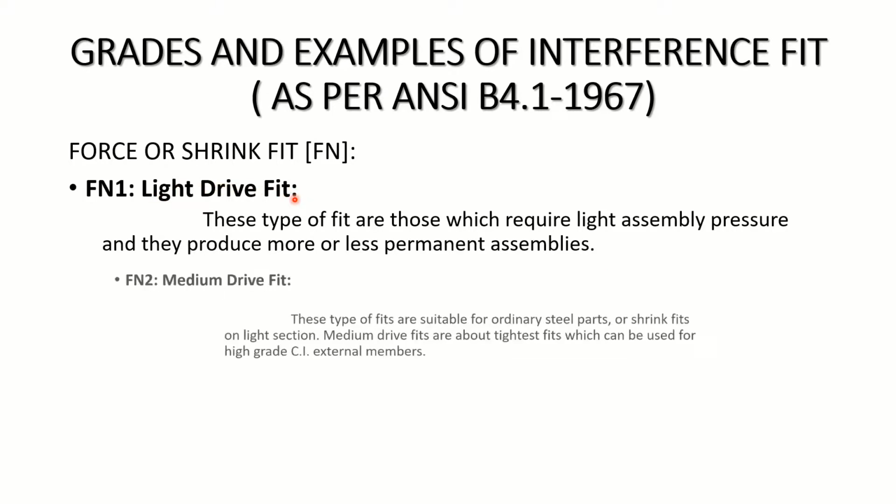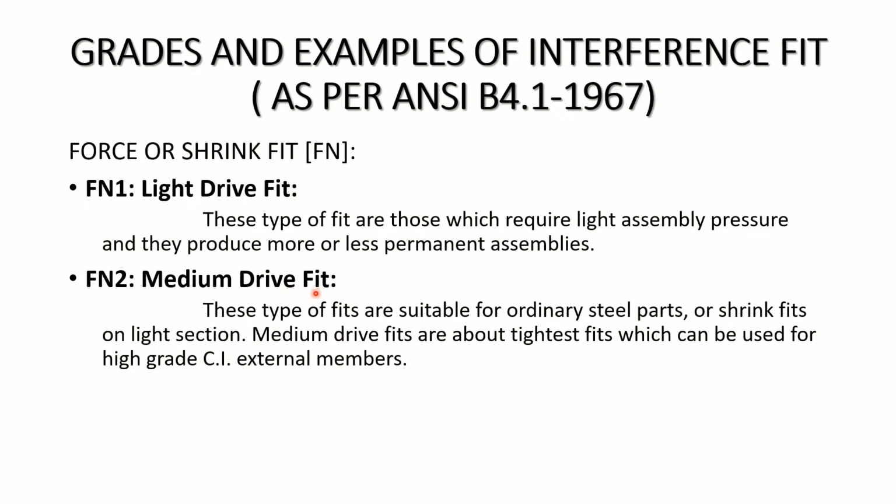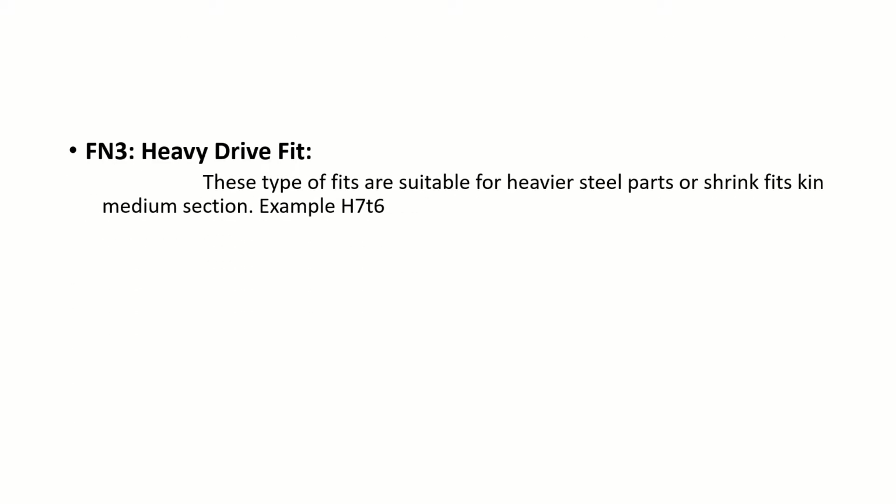Now the medium drive fit. Medium drive fits mean we will get the tightest fit when we are using a high grade cast iron external member. This type of fit is suitable for ordinary steel plates or shrink fits on lighter sections. Now next will be your heavy drive fit. This type of fit is suitable for heavier steel parts, or shrink fits in medium sections. Example H7 6, where heavier steel parts or heavy sections are there, then you can use the heavy drive fit.